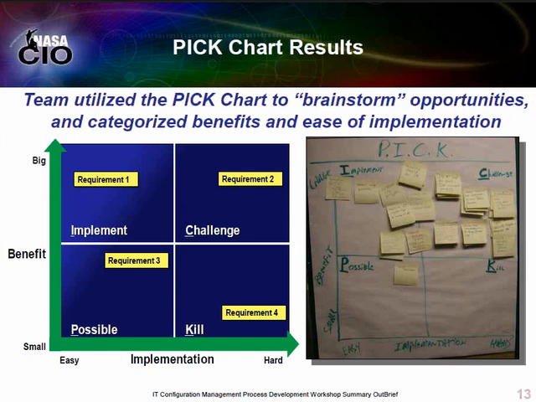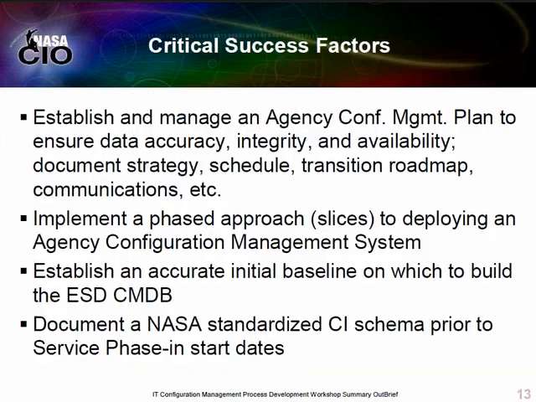Now on slide 14, we'll get into some of the critical success factors, one of which is developing an agency IT configuration management plan. We want to ensure data accuracy, integrity, and availability. We want to make sure that once it's in place, that people keep it up to date, and that we understand that, you know, if people don't keep up with it and don't document what has been changed, then the whole thing is for naught.